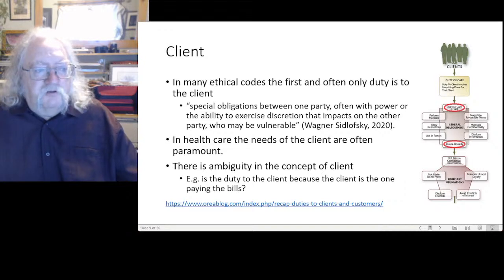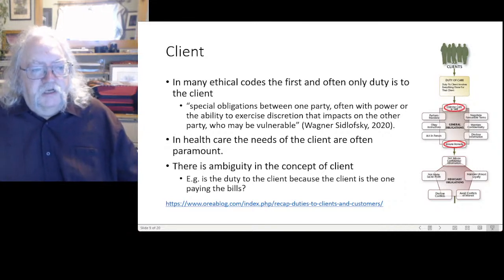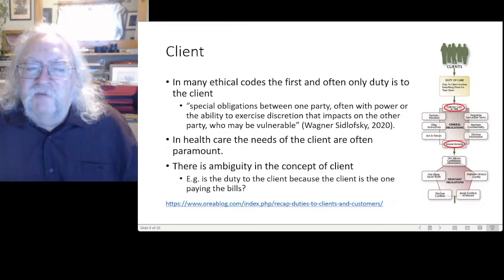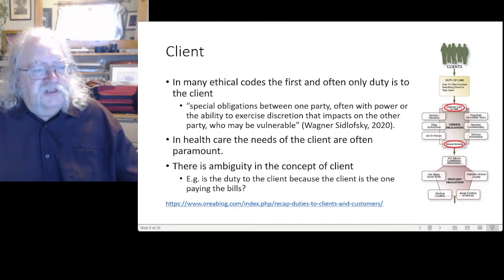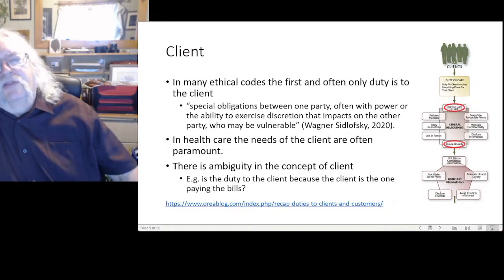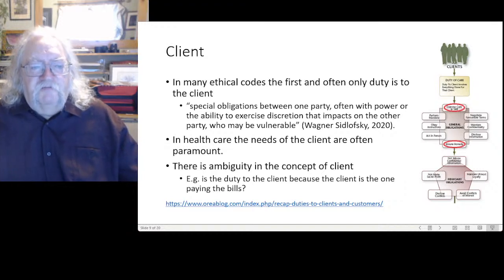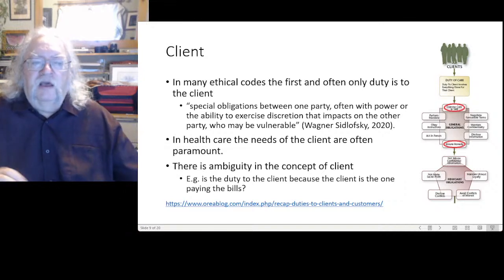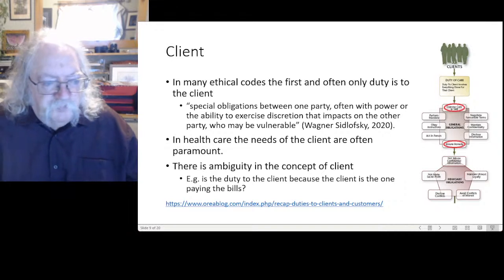In the case of healthcare, the needs of the client are often paramount. The Declaration of Helsinki, for example, states that the health of my patient will be my first consideration. And it cites the International Code of Medical Ethics in saying, it is the duty of the physician to promote and safeguard the health, well-being, and rights of patients, including those who are involved in medical research.